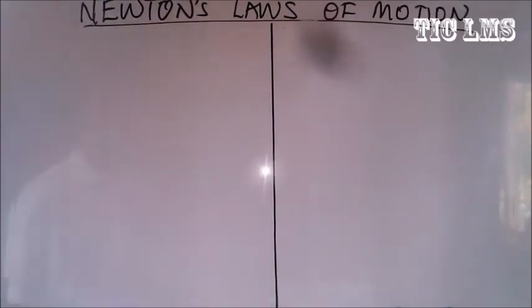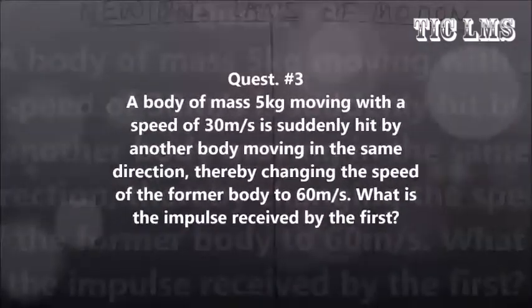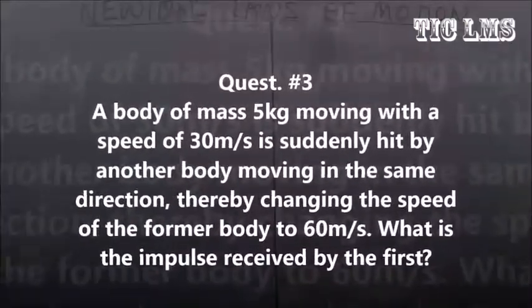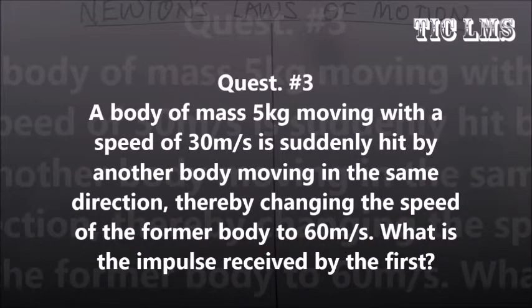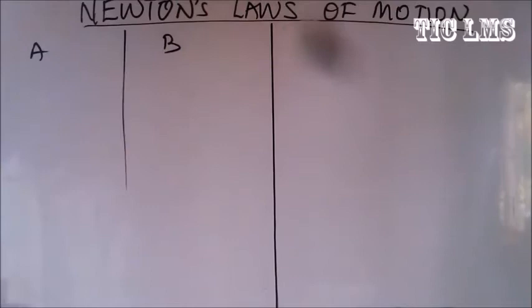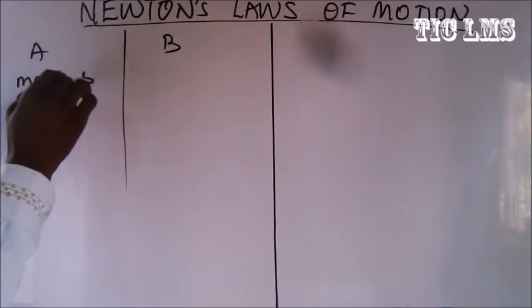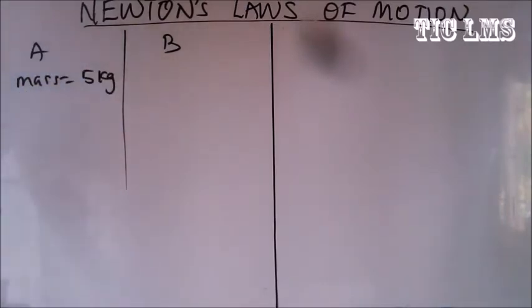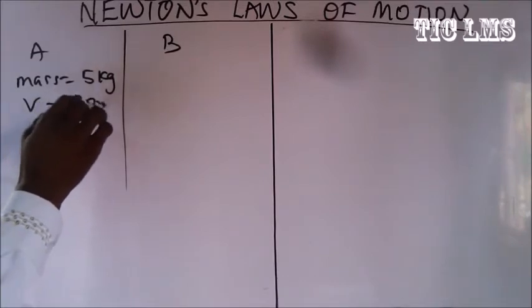The question says, a body of mass 5 kg moving with a speed of 30 meters per second is suddenly hit by another body moving in the same direction, thereby changing the speed of the former body to 60 meters per second. What is the impulse received by the first body? We have first body, we can call that A, and we have a second body, which is B. The first body has a mass of 5 kg and is moving with a speed of 30 meters per second.